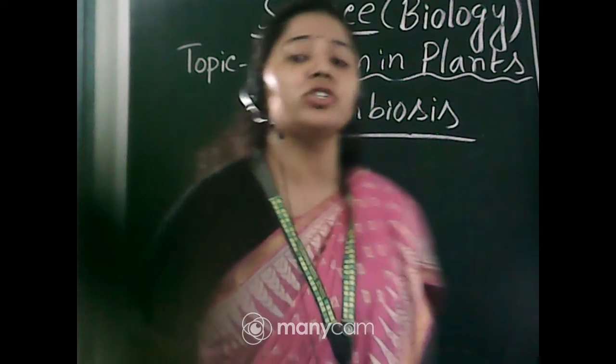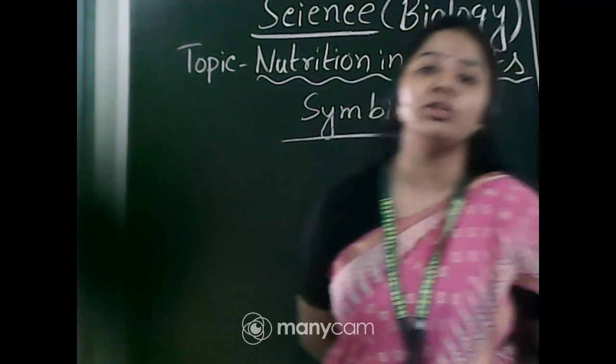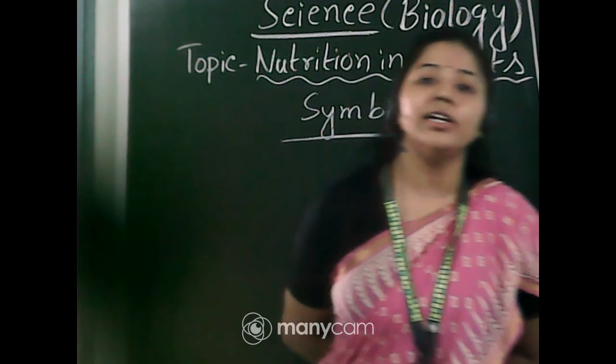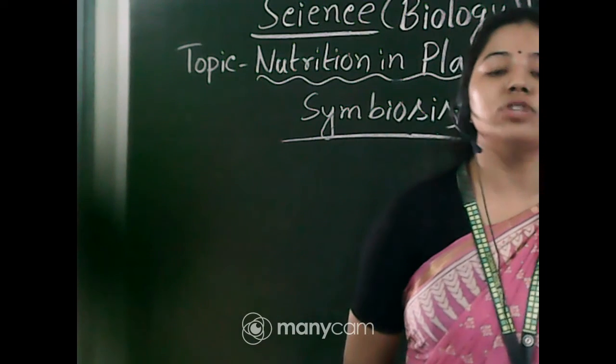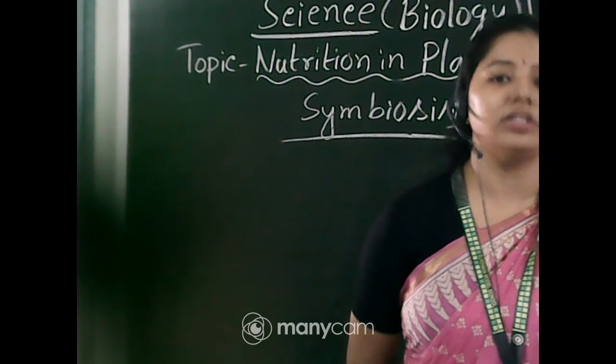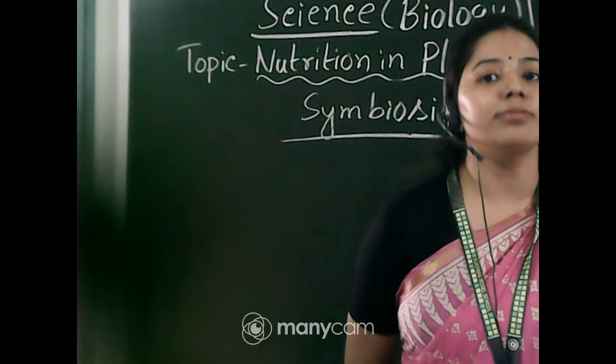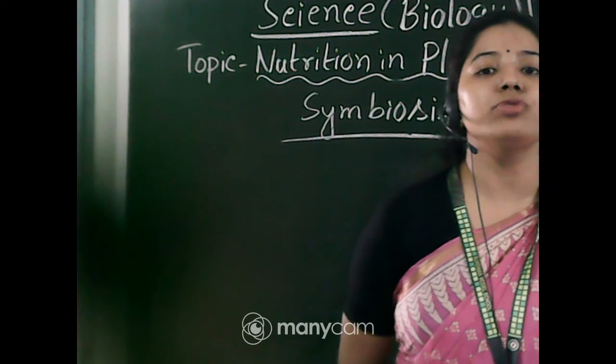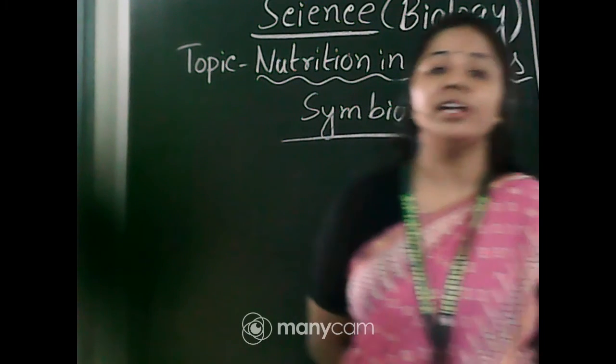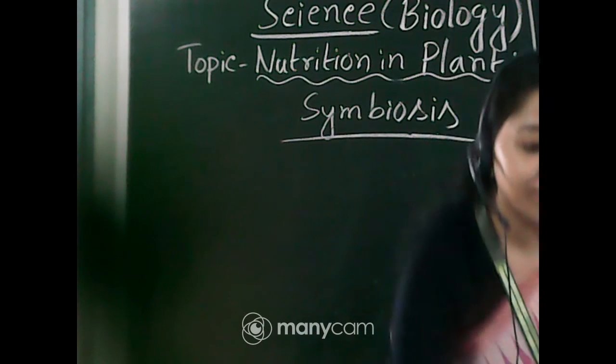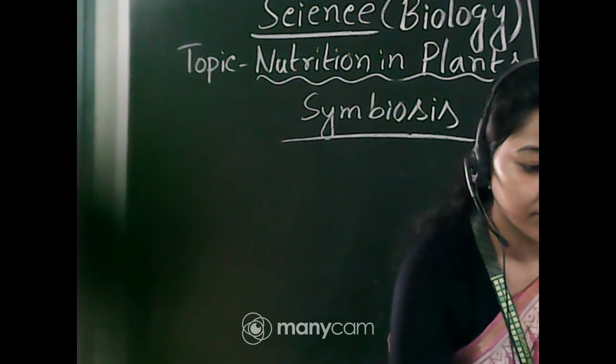So what is symbiosis? Symbiosis is a mutual relationship between two organisms where they are interdependent on each other by means of food, shelter and whatever they need. There are two organisms, they are interdependent and have a mutual relationship so that they are benefited from each other. You got this point? What is symbiosis, everyone?